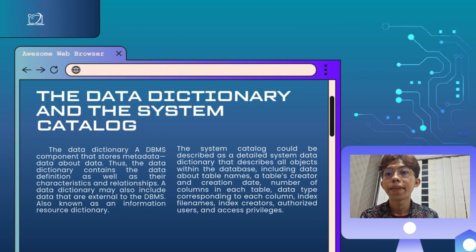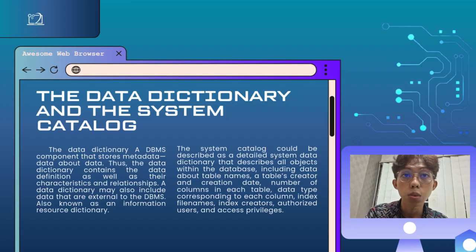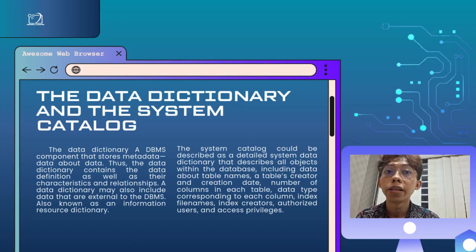In this section I will explain the data dictionary and the system catalog. The data dictionary is defined as a database management component that stores metadata, which is data about data. The data dictionary contains the data definitions as well as their characteristics and relationships. The data dictionary may also include data that are external to the database management system, also known as an information resource dictionary.